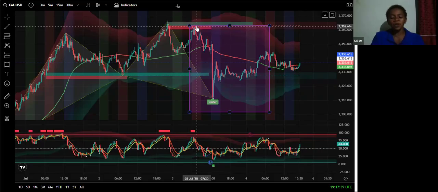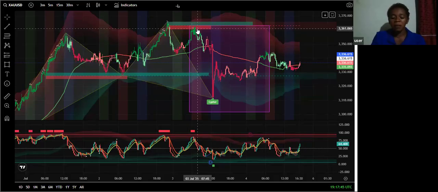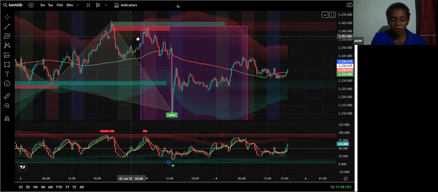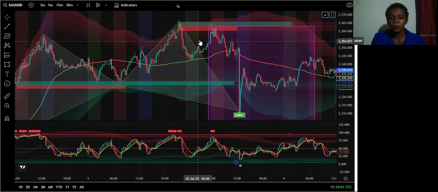We identify these blocks by, one, it sweeps liquidity. There must be an imbalance, which is an inefficiency in price action, meaning a large price move away from the block. Do you understand? Now, this price move away from this block, I will be showing you one or two.